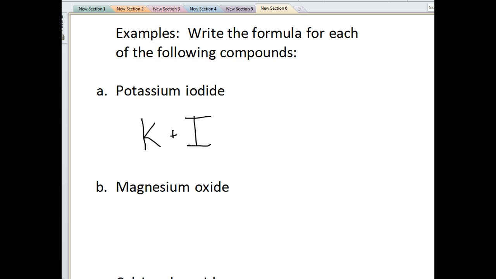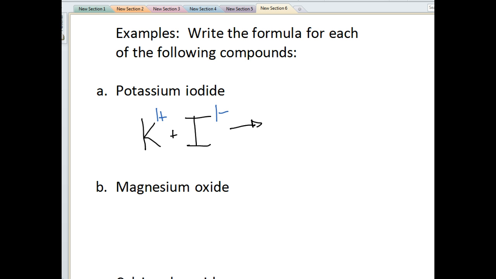Now, the next thing I'm going to do is I'm going to look up the charges for each one of these. So potassium is in group 1A. So everybody in group 1A, that alkali metal group, is going to form a 1 plus charge. And iodide is going to form a 1 minus charge, as does everybody who is in the halogens group, this group 7A. Now, what we're going to do now is we're going to put these two together. Because they have opposite charges, they're attracted to each other, and we want to end up with a neutral compound, and that's our goal.